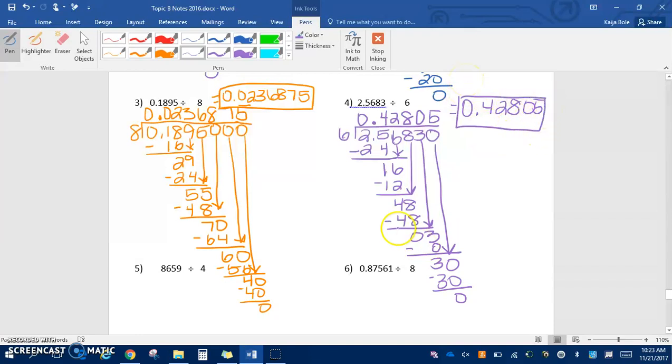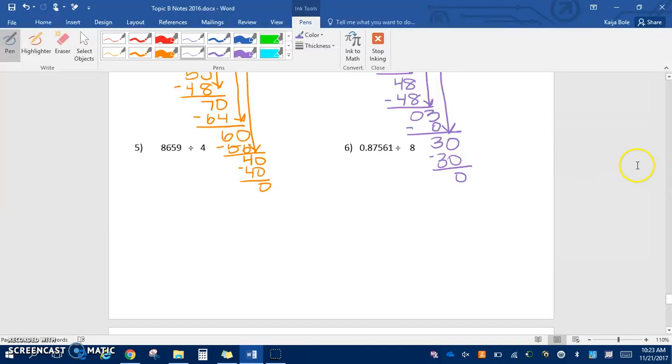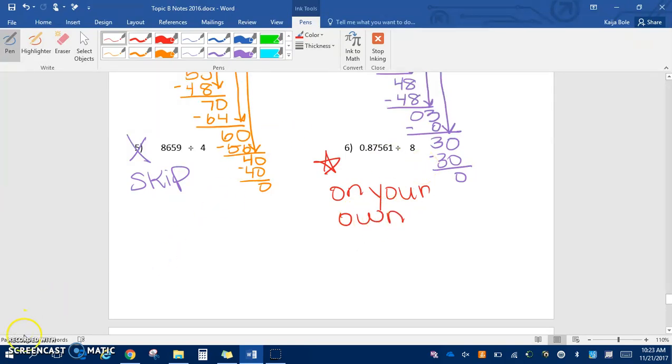Even though we ended up with a 0 here, we still had a 3 up top that we had to bring down. So you're not done until you get a 0 at the bottom and there's nothing left over at the top. Okay, we're going to skip number 5. I want you to try number 6 on your own. Look back at your notes, try this one on your own, and then we will go over it all together in class.